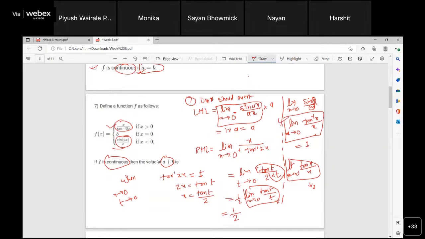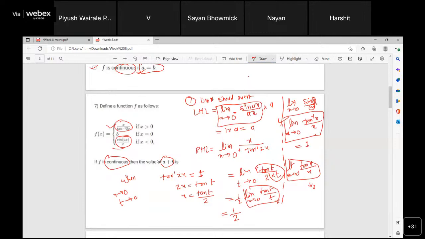Sir, please tell me how we are able to change the limit of t to 0. How do I change this limit of t to 0? When my x tends to 0, what should my value of t tend to? You can simply put x equals 0 here. So tan inverse of 0 is basically 0.